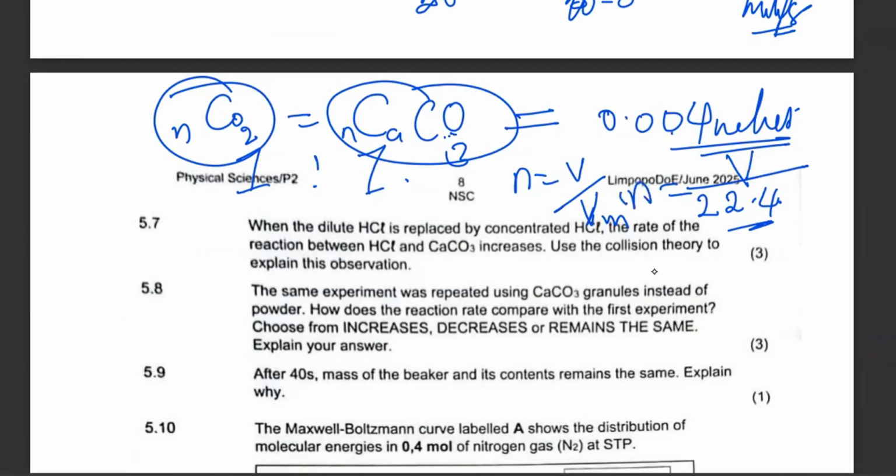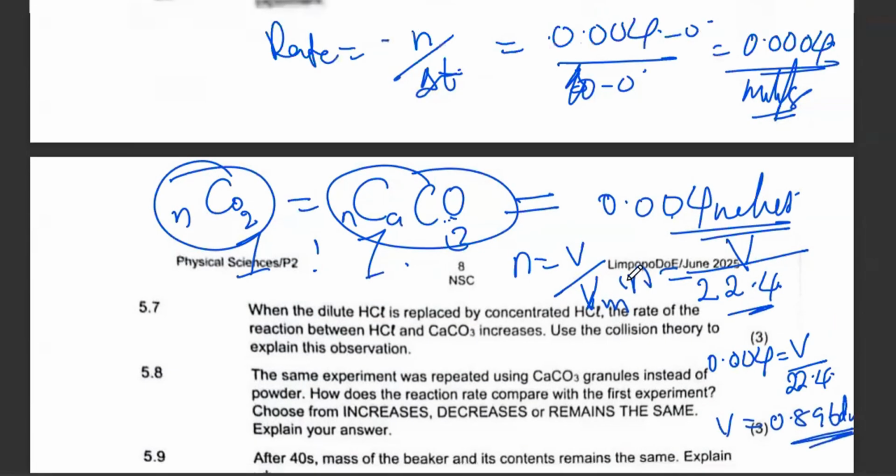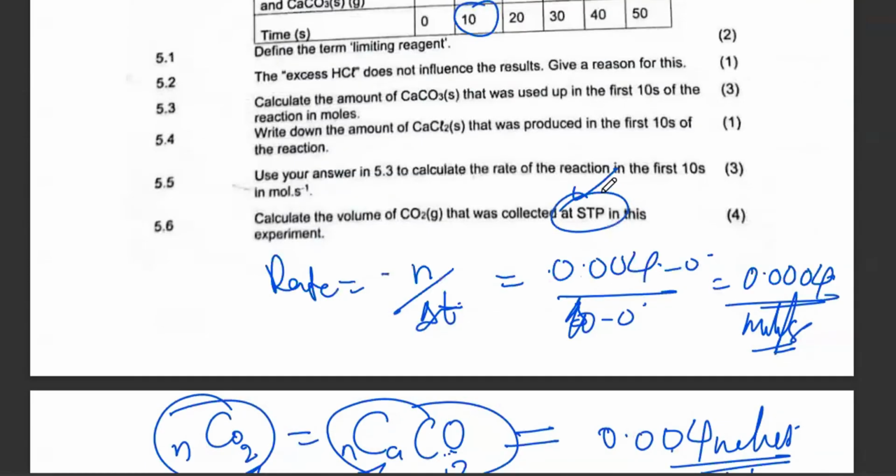Of which I have the number of moles. Therefore, I will say that number of moles, which is 0,004, is equal to volume, which I don't know, divided by the molar volume, 22.4. They cross multiply, then the volume of this gas produced is gonna be 0,896 decimeter cubed. So that's how we're supposed to calculate this question. Then we go to the next question.